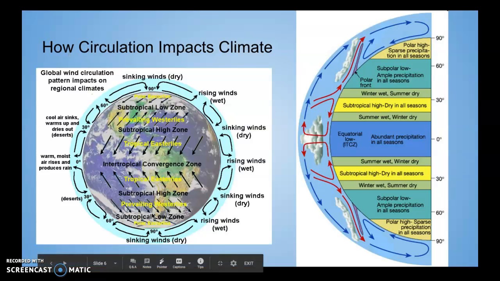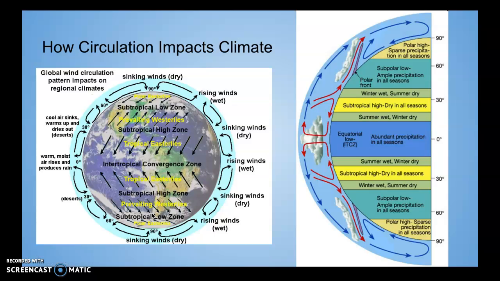Lastly, we have how circulation impacts climate. The difference of the wind at various levels in the atmosphere determines the local climate and steers our weather systems. The circulation of wind in the atmosphere is driven by the Coriolis effect and the rotation of the Earth and the incoming energy from the sun. It's how we get fronts, and the fronts are the boundaries between different air masses.